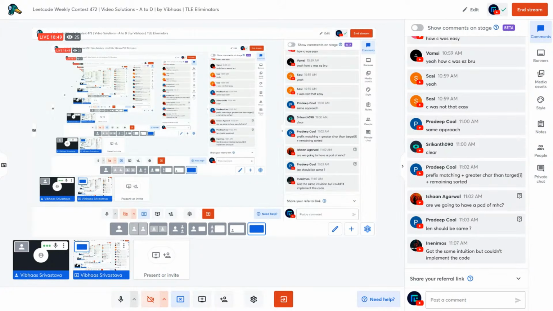Yeah. So are we going to have PCD of Meta Hacker Cup? Not sure. Probably we might have some recording. I think Abhinav might do that. Not completely sure about that. Got the same intuition but couldn't implement code. That's fine. The code was a bit tricky. Yes, I can give that.